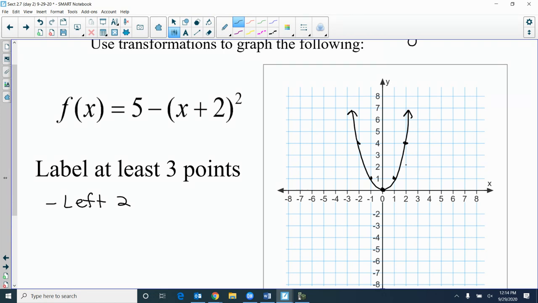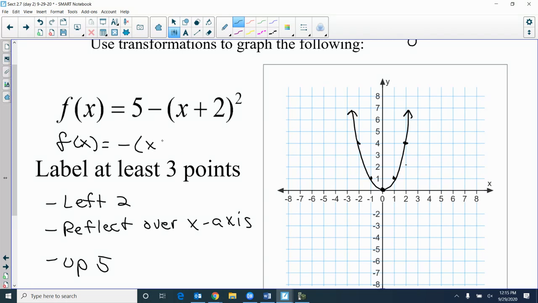And what's this minus sign doing? This is going to give me a what? It's going to be a reflection over which axis? Okay, since it's outside, it's going to reflect over the x-axis. And it's going to move up 5.